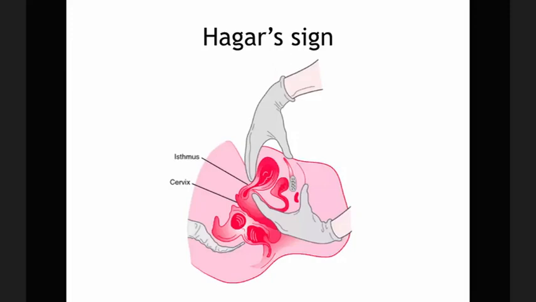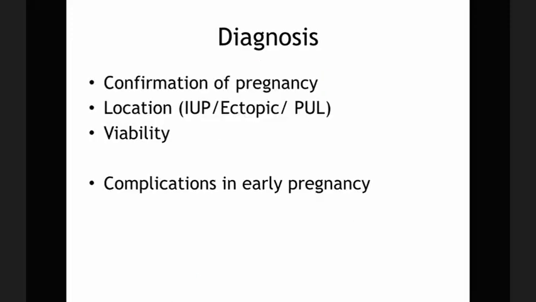Hegar's sign is the softness when you do a bimanual examination; you can feel the isthmus of the uterus very softly in between your fingers. That is called Hegar's sign, because that region becomes very soft and you can easily feel it. So Osiander's, Hegar's, Chadwick's, and Goodell's sign. All these signs are there. You don't have to know that in detail, but these are good to know stuff.